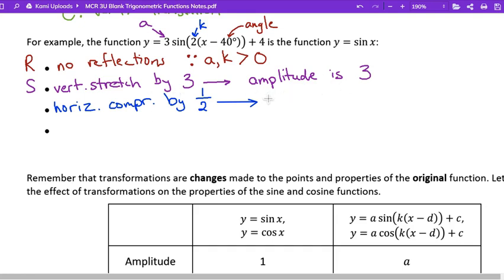All right, so the period is going to be 360 degrees times 1 over K, right? Because the period of the parent function is 360. So you always take 360 and you multiply it by 1 over K to figure out the new period. So in this case, we're multiplying it by half. So the period is 180.